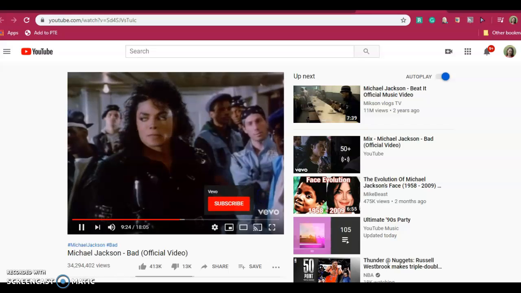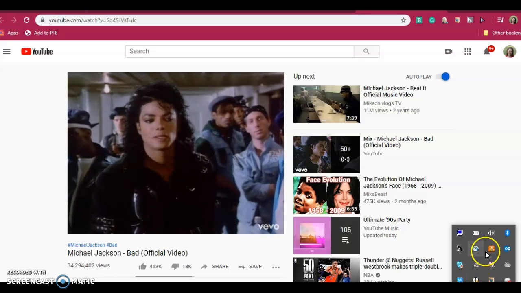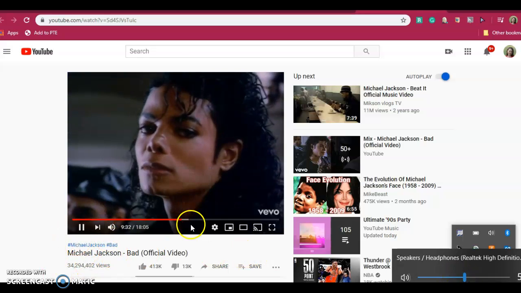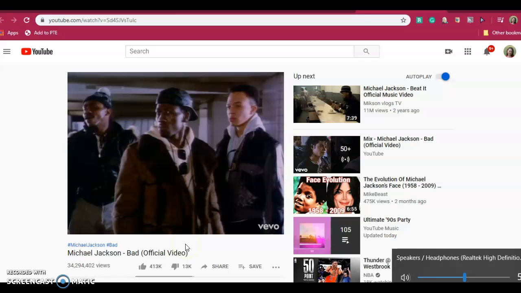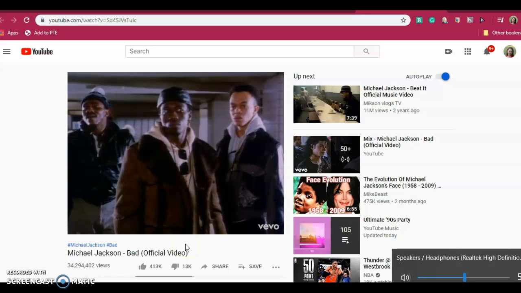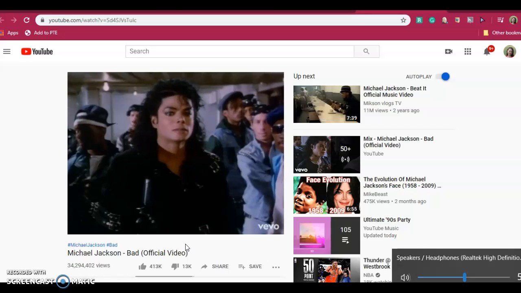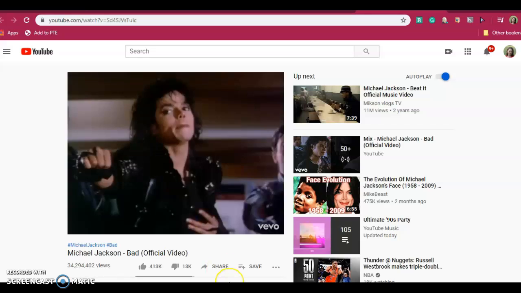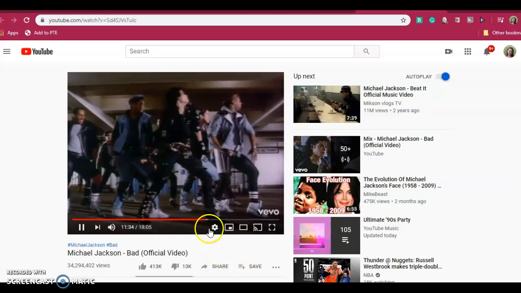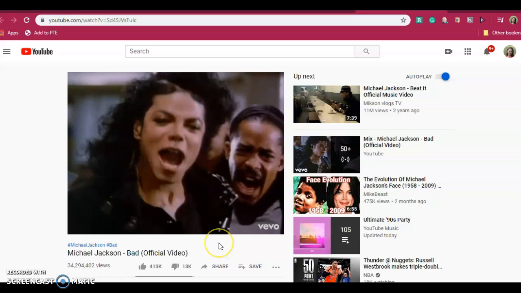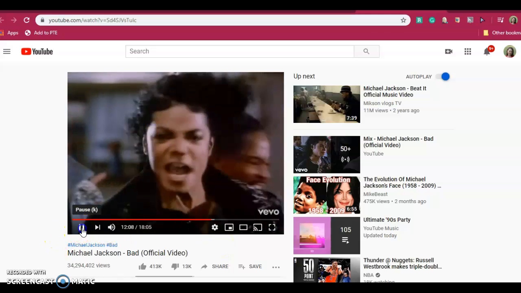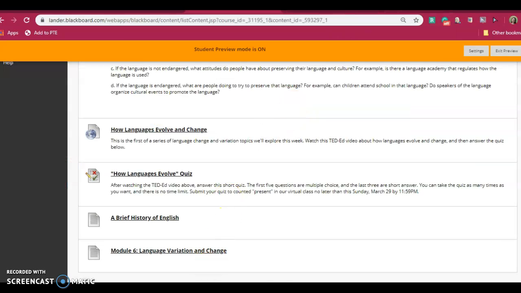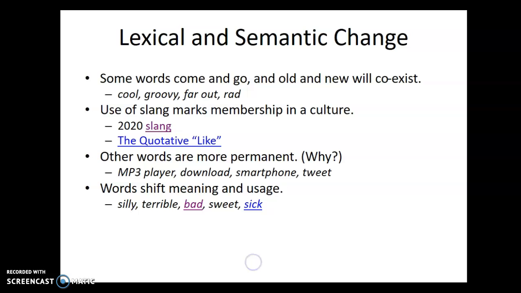Well, we'll get rid of our ad here, of course. And you can kind of see the image he's trying to portray in the video. He definitely looks pretty tough. Bad has probably got a positive meaning in this song. If we move a little further on. Bad probably doesn't have a very negative meaning when it comes to that song. So words can change meaning.